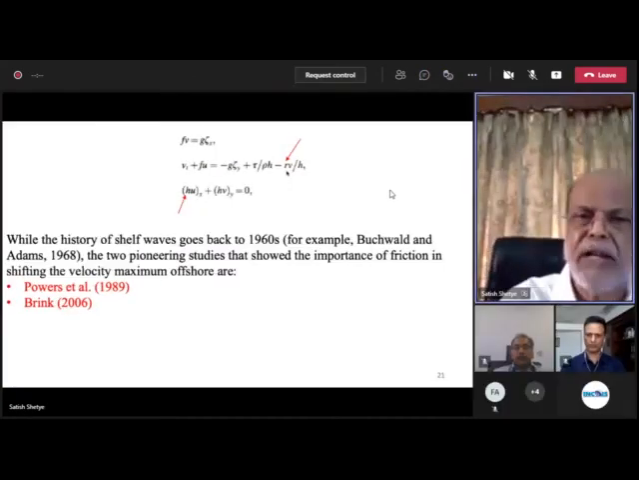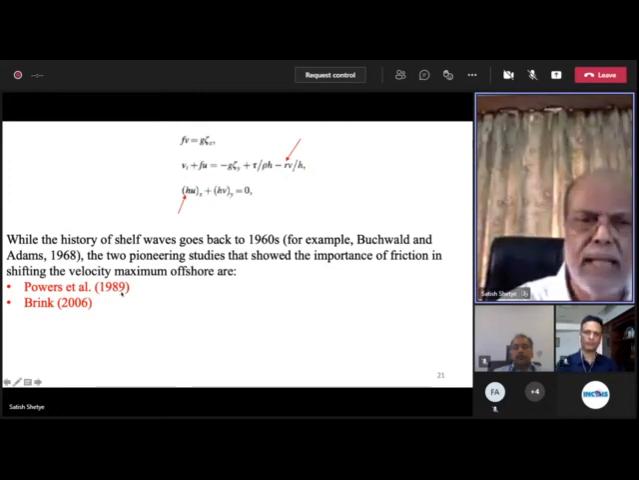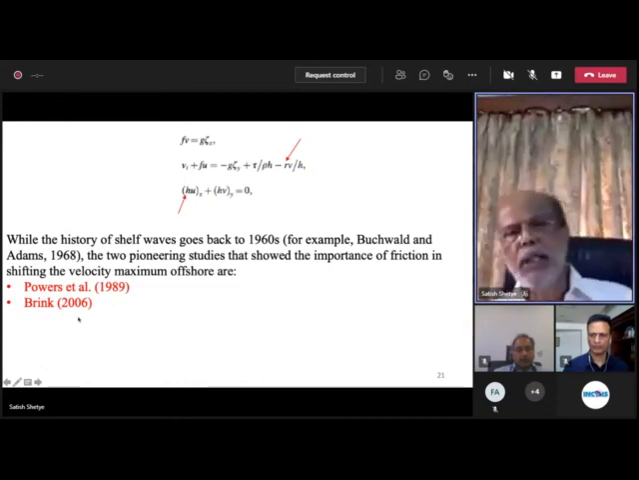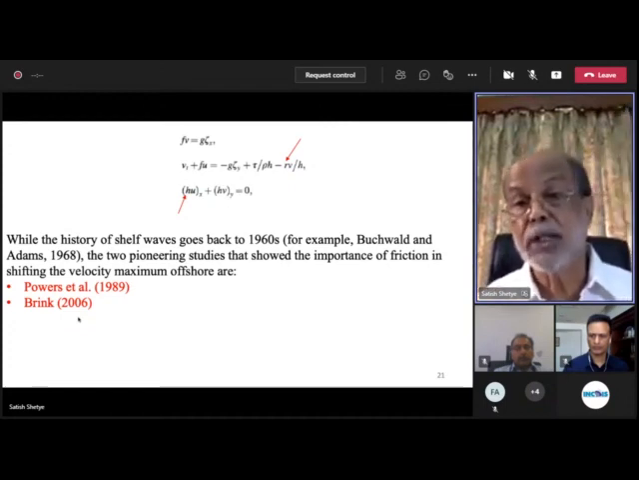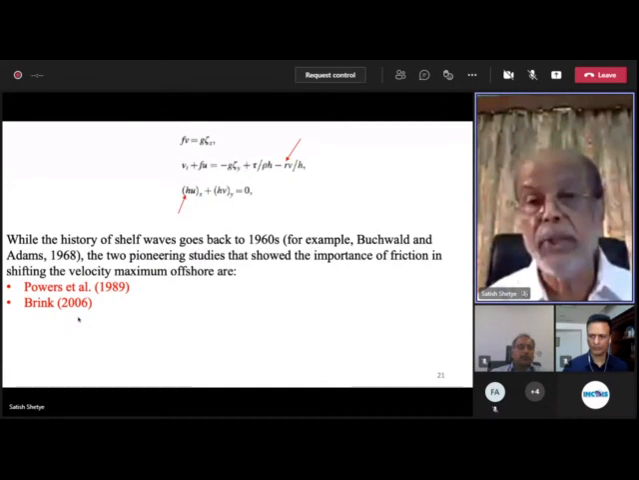Now, while the history of shelf waves goes back to the 1960s, these two points, what does friction do to these waves, was pioneered by Power et al. In 1989, the first paper came out. Brink had been working on this problem earlier, and I think the most important paper from the point of view of what I've just talked about is in 2006, where he pointed out what happens when, even though you have long-period winds, they don't appear on the shelf.